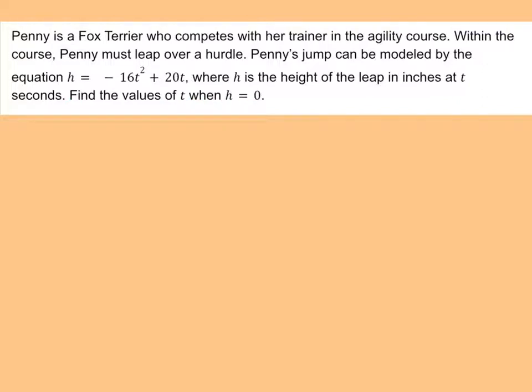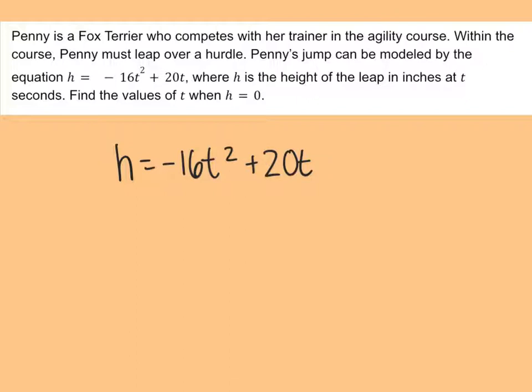So let's break that down a little bit and see what we have. First of all, we're talking about a dog jumping, so we can imagine a dog jumps something like this. To figure out the height of the dog, we can use this equation. After t seconds, we can figure out how high off the ground Penny is at any time. It tells us h equals negative 16t squared plus 20t.